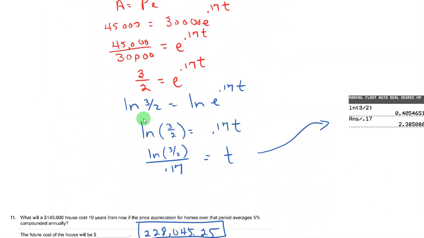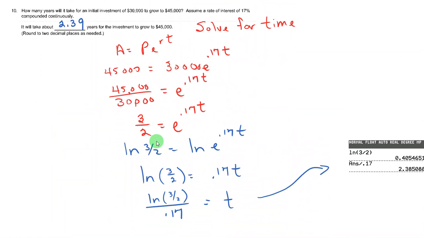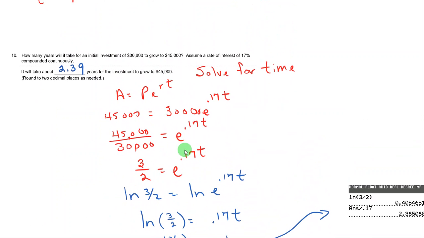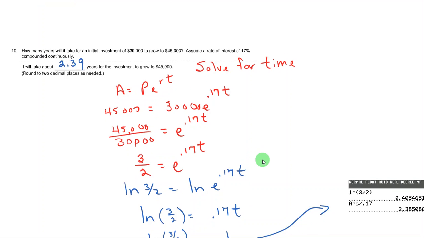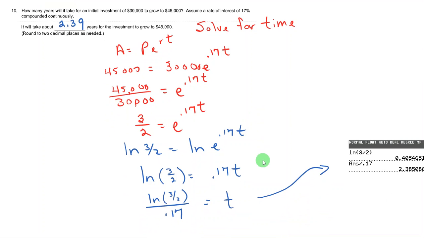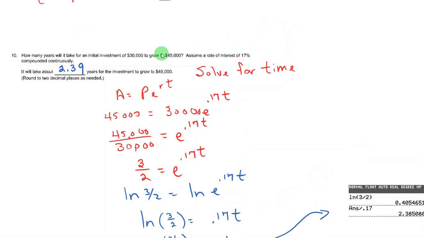All right, number 10. How many years will it take for an initial investment of 30,000 to grow to 45,000? Assume a rate of interest of 17% compounded continuously. So you are solving for time. This is where your exponential equation comes into play. So we have A equals Pe to the rt. We know we have 45,000 we want to get to, and we start with 30,000. e raised to 0.17, and we're looking for time.